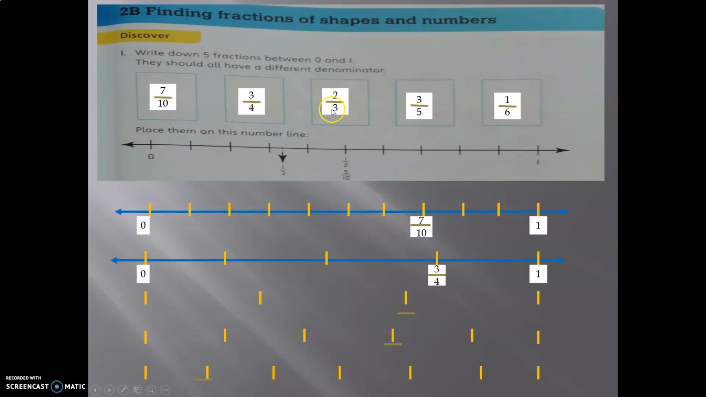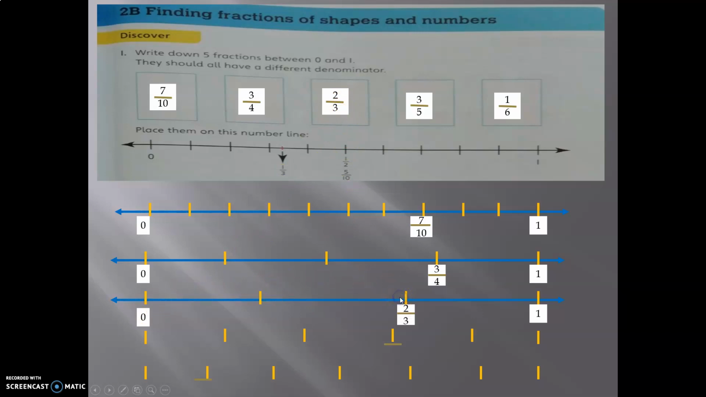Let's go to the third fraction, 2 out of 3. So can you tell me how many equal parts I need to cut my line now? Yes, you need to look to the denominator. So my line that starts from 0 to 1 will be cut into 3 equal parts. And where to put 2 out of 3? Where you can finish 2 parts?